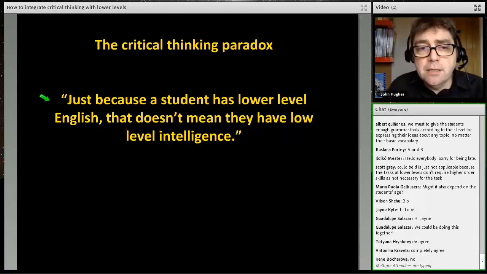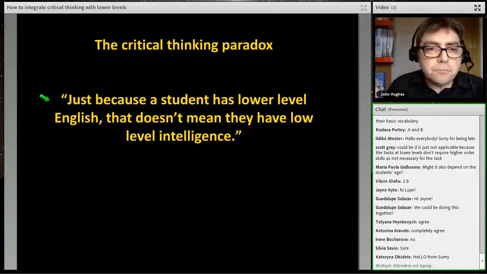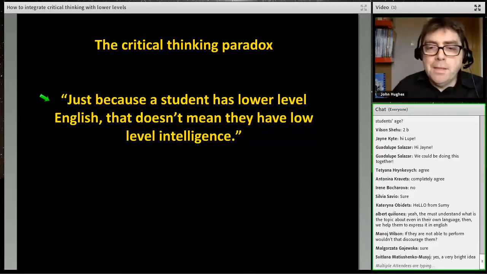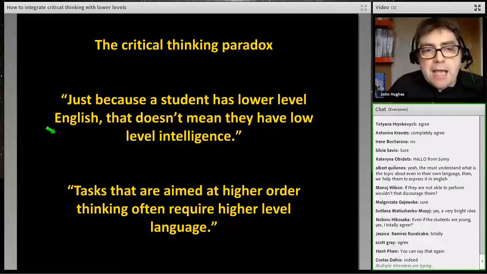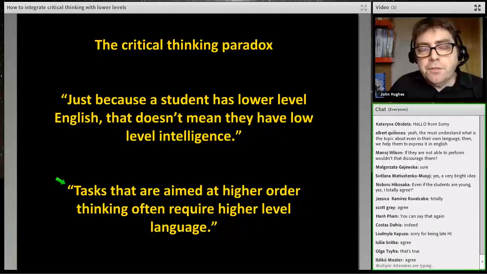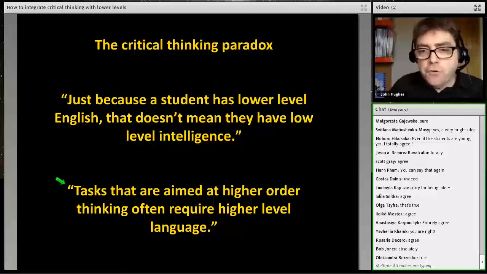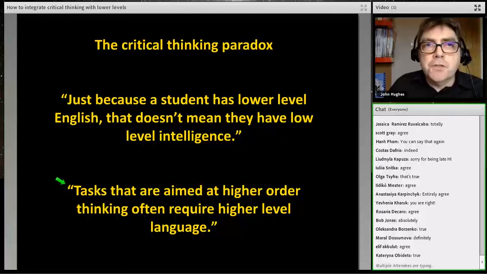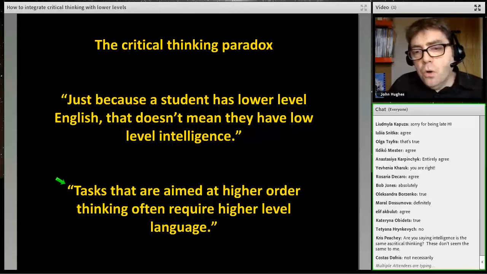It's a mistake if we confuse low level English only with low-level thinking. And I'm glad some of you seem to agree. Exactly, it discourages them if we do the other. There's a problem here, and that is that tasks that are often aimed at higher order thinking in course materials often require higher level language. For example, when we give students problem solving tasks, quite often they need a high level of English in order to complete the task.